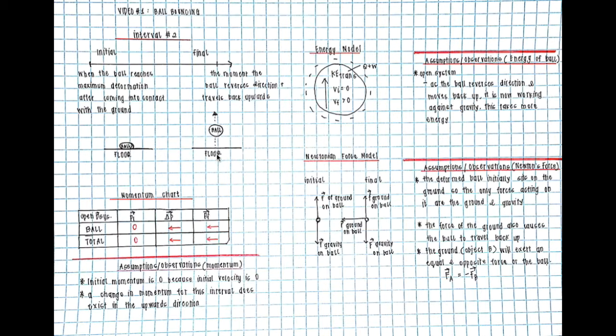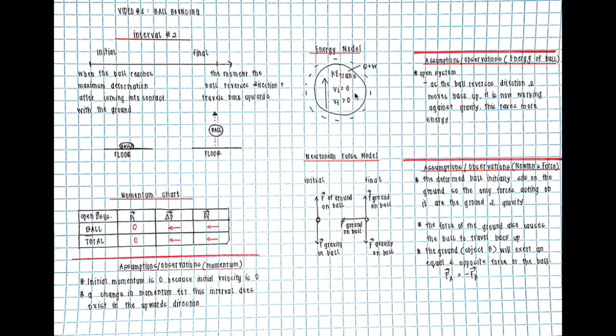Our second interval begins when the ball has reached maximum deformation after coming into contact with the ground, and then finally the moment the ball reverses direction and travels back up. In the momentum chart, the ball has an initial momentum of 0 because it does not possess a velocity the moment the ball has deformed completely. Using the force of the ground, the ball will then be put into motion and moves upwards. There exists a change of momentum in this interval.